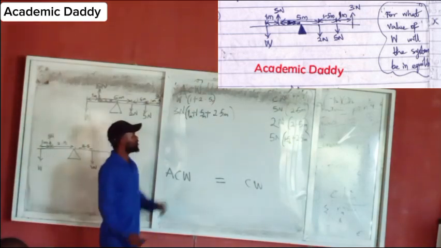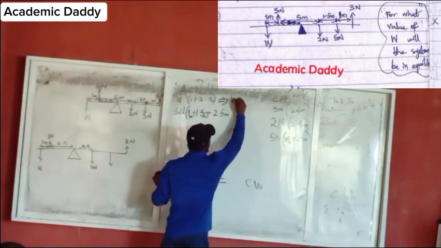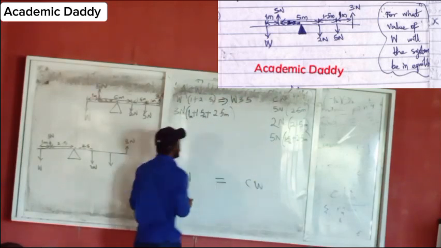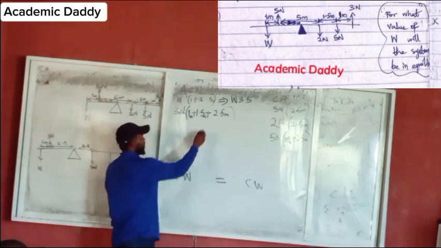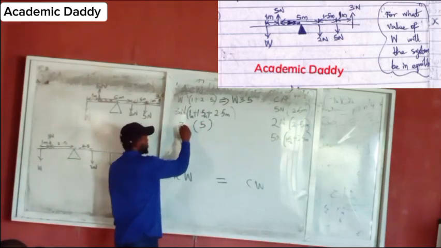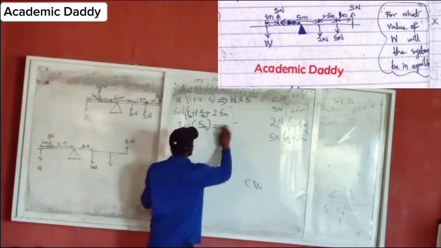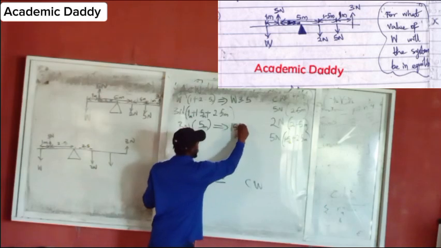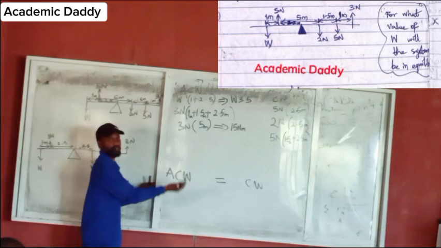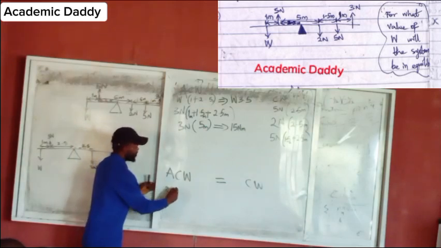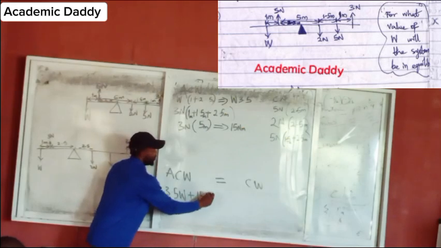Look for me, 1 plus 2.5, what do we have? 3.5. So this is going to be W times 3.5. And look for me, 1 meter plus 1.5 plus 5 meters. So I have 3 Newton, and this is meter, so I'm going to have 3 times 5, which is 15 Newton meter, right? So from the anti-clockwise direction, I sum it up: I have 3.5 W plus 15 Newton meter.